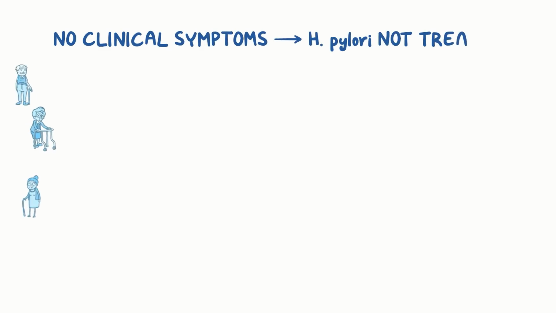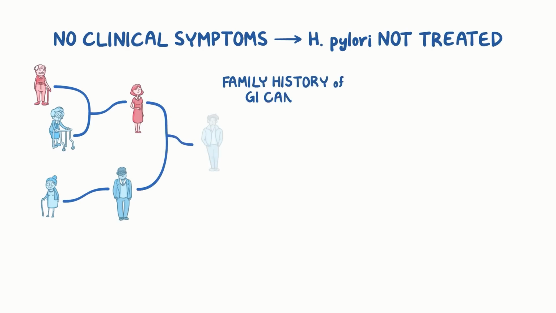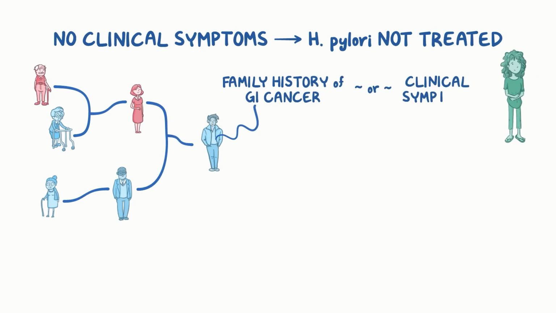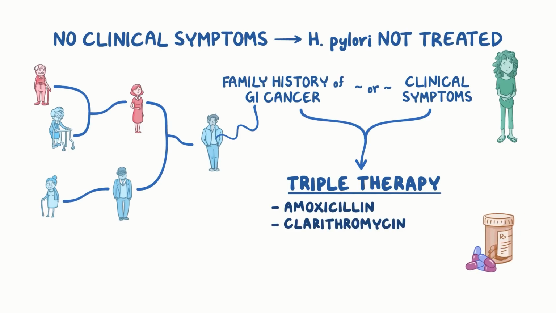Without the presence of clinical symptoms, H. pylori is not typically treated. But if it's detected in a person with a family history of gastrointestinal cancers, or when clinical symptoms are present, triple therapy is effective and consists of 2 antibiotics, typically amoxicillin and clarithromycin, and a proton pump inhibitor.